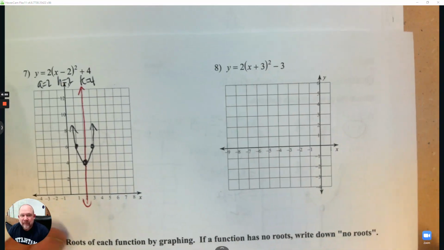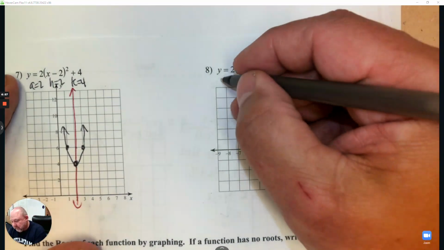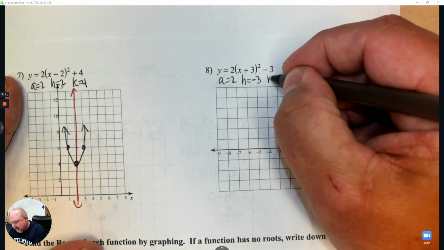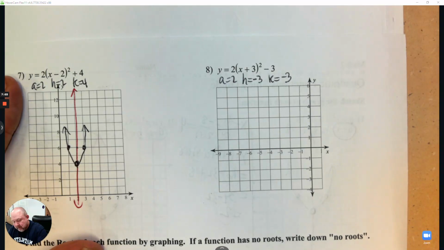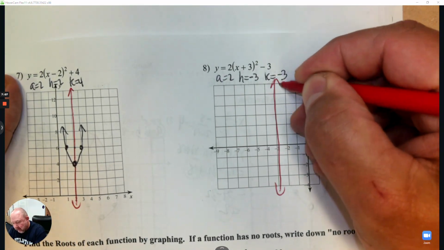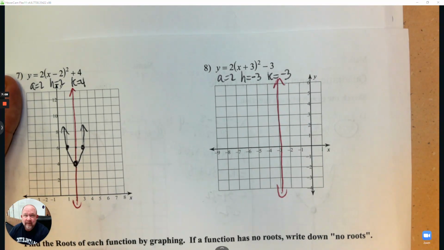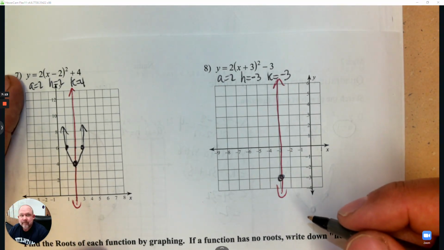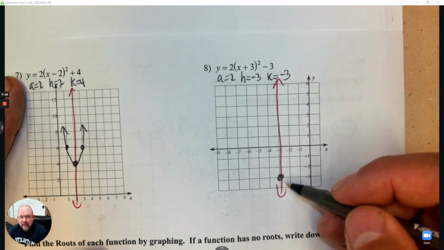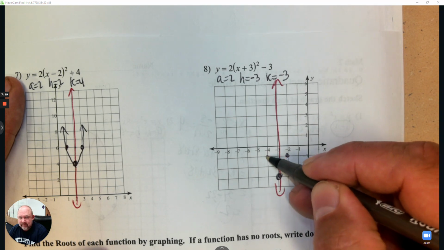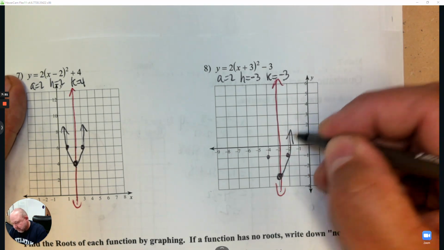All right, one more like this. A is equal to 2, H is equal to -3, and K is equal to -3. So start with -3. Draw your axis of symmetry there. On that line, we go to -3. There's a vertex. And then A is 2. So from here, we count up 2 to the right and up 2 to the left, and then draw a parabola.